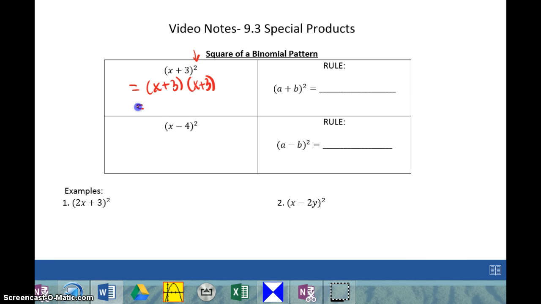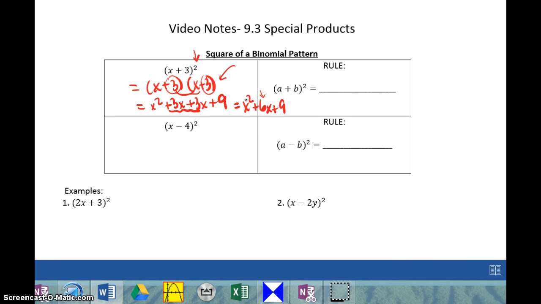So let's distribute. We'll get x squared plus 3x, and then another 3x, and 3 times 3 is 9. And look at those in the middle. They're the same. We combine them, x squared plus 6x plus 9. Now, because we multiplied the exact same binomial, 3 plus 3 gave us 6 right here.